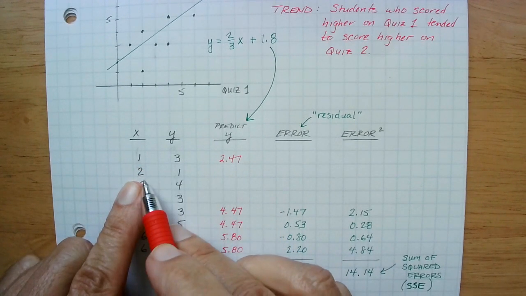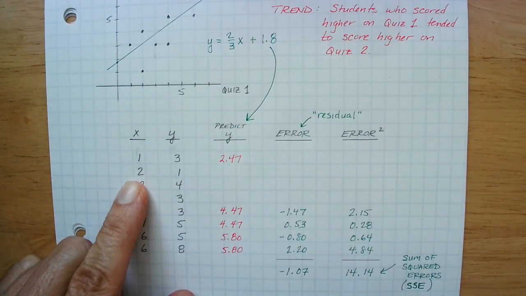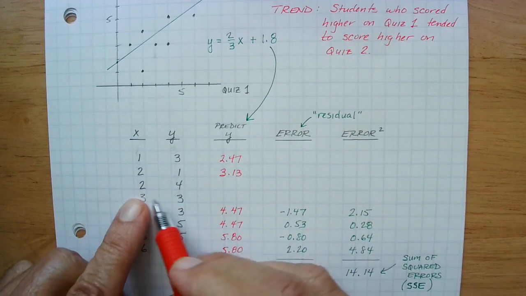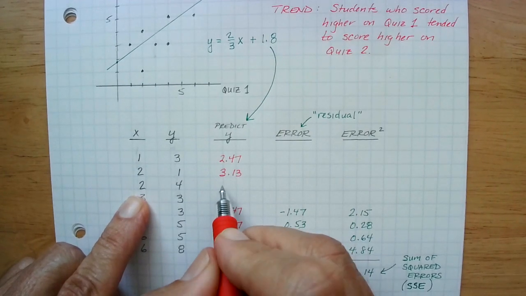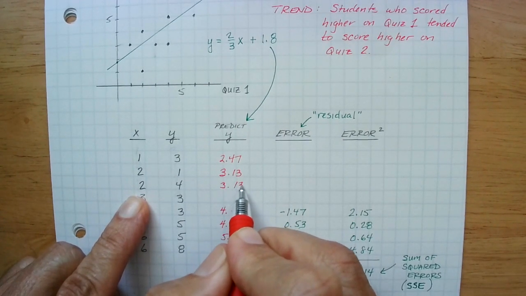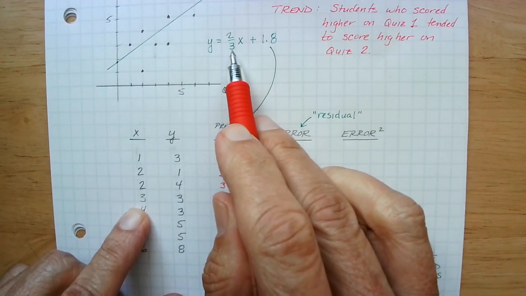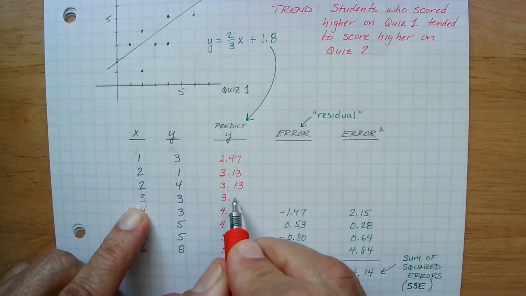And then I take 2 and plug it in. So 2/3 times 2 plus 1.8. Let me put that into my calculator. 2/3 times 2 plus 1.8. I get about 3.13. Now if I plug 2 in, well, I just did that. 2 gets plugged in. I know this is going to be 3.13 again. And you'll have to round your answers a little bit. And then I'm going to plug 3 in. Now 3 is actually pretty easy. 3 times 2/3 is 2, plus 1.8 is 3.80.